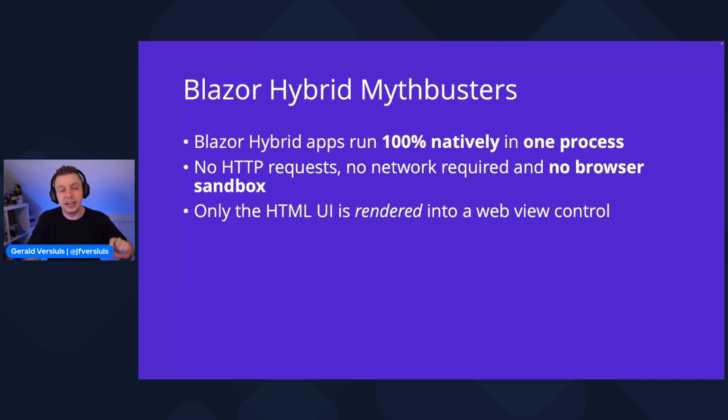It runs 100% natively in one process, so no server process to actually create that web application. That also means no HTTP requests, unless, of course, you need to go out to a server, right? Unless you need to get data from a REST API or something like that. But if you want to create an offline application, you totally can do that with .NET Maui Blazor. And the only thing HTML about it is still the HTML and CSS.